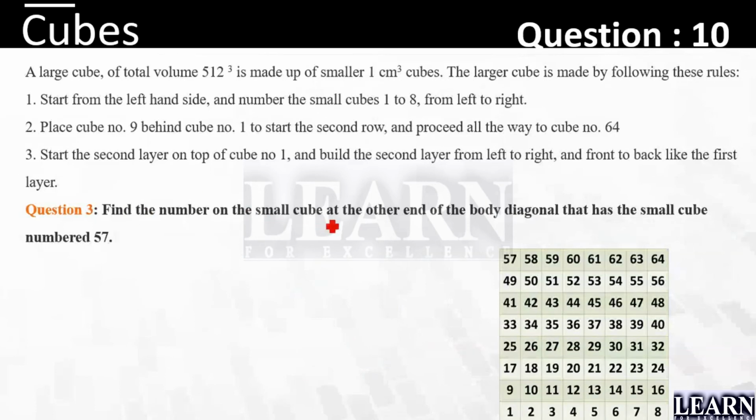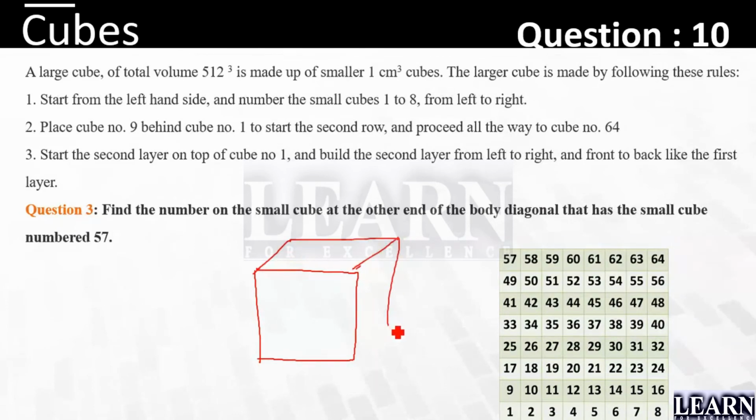Find the number on the small cube at the other end of the body diagonal that has a small cube numbered 57. So this is the one which has 57. I'll take out a cube here. So if this is going to be 1 and this is going to be 64, then this is the one which has 57 in it. So they're asking, find the number on the small cube at the other end of the body diagonal that has small cube number 57. So this is 57, and the other end of the body is this, but they're asking about the diagonal. So this is that one.